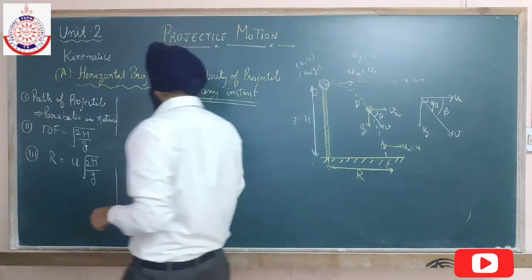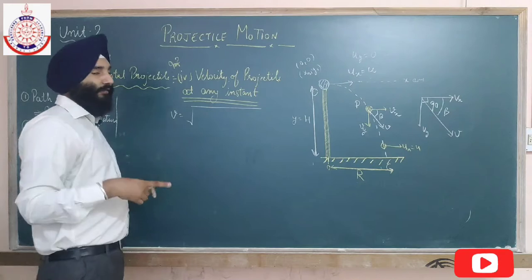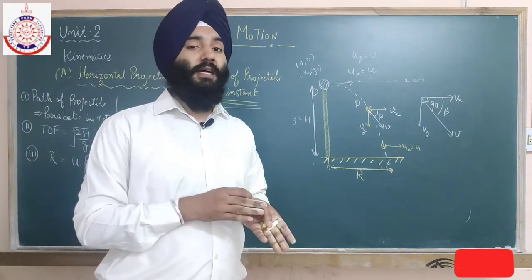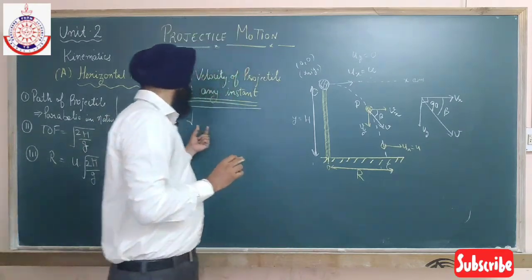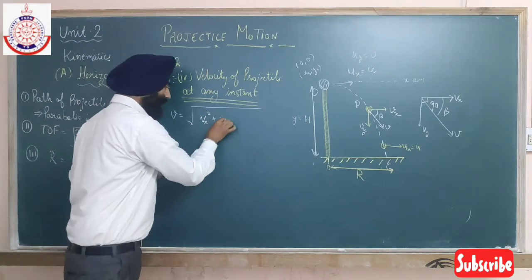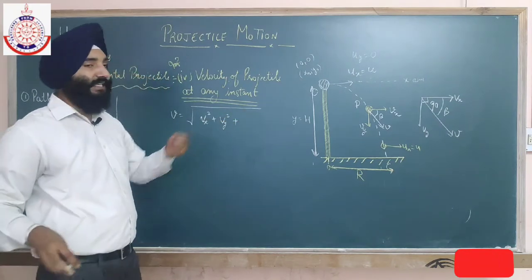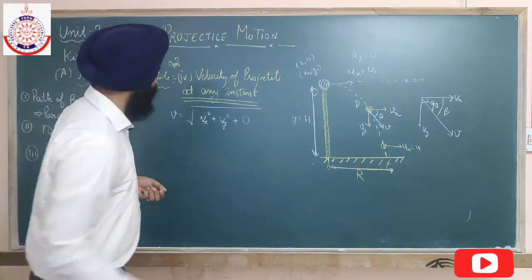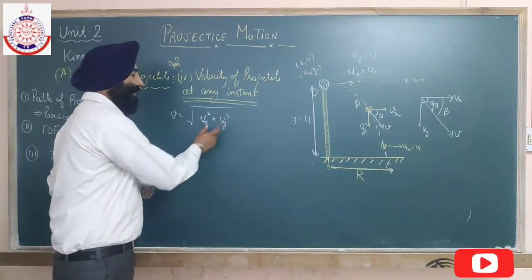Fine. So at first we have to calculate v. And you know the simple formula for finding the velocity. Velocity is a vector quantity and you know how we can add two vectors: under root of a square plus b square plus 2ab cos theta. Here instead of a I have vx square, instead of b I have vy square, plus 2 vx vy cos 90. You know cos 90 is 0, so the third component is 0. It means I only have vx square plus vy square. So my task is to find out the values of vx and vy.